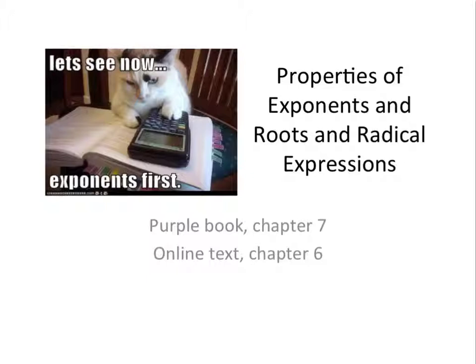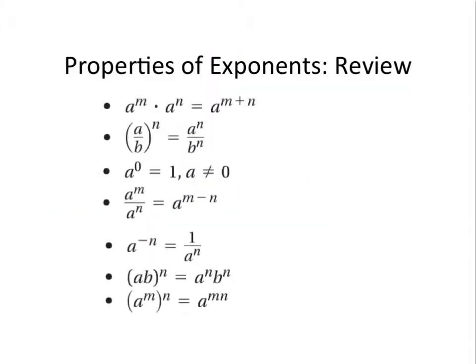Alright, let's jump right in with some review of the properties of exponents from Algebra 1. 7 basic properties of exponents. So let's start here with the product of two powers. You can keep the base and add the exponents. That's the product of powers rule. As long as you have that same base, you keep that base, add those exponents together.